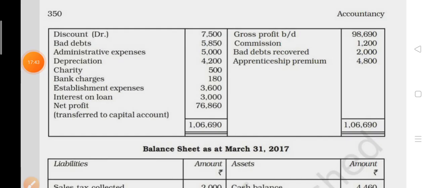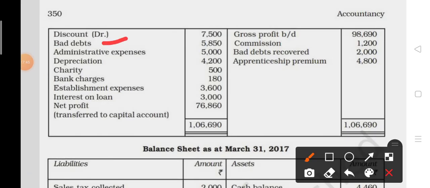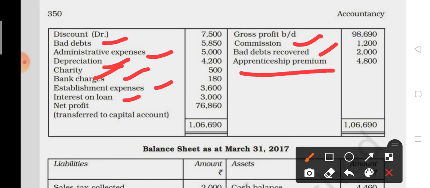Now bad debt is also given. So administrative expenses, depreciation, charity, bank charges, establishment expenses, interest on loan, these all things are given, so write down in the expenses side, debit side. Commission, bad debt recovered and apprenticeship premium, this is an income, so write down in the P&L account credit side. After that again you have to make the total and the answer will come.